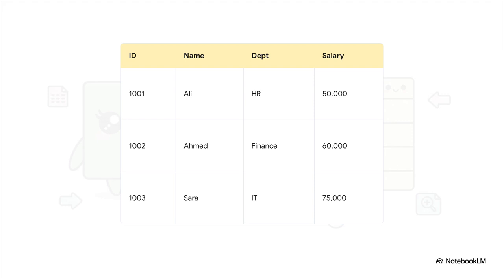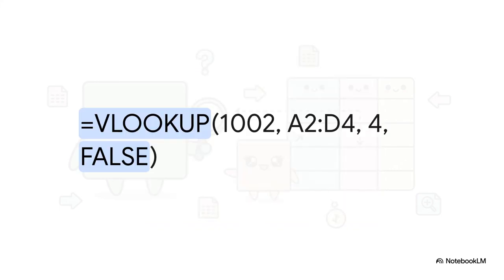Imagine you have a massive list, but for right now, we just need to quickly find the salary for employee ID 1002. How exactly do we tell Excel to do that? Let's move to and see how this builds into our actual formula. It goes like this: equals VLOOKUP, open parentheses, 1002, comma, A2 to D4, comma, 4, comma, false.